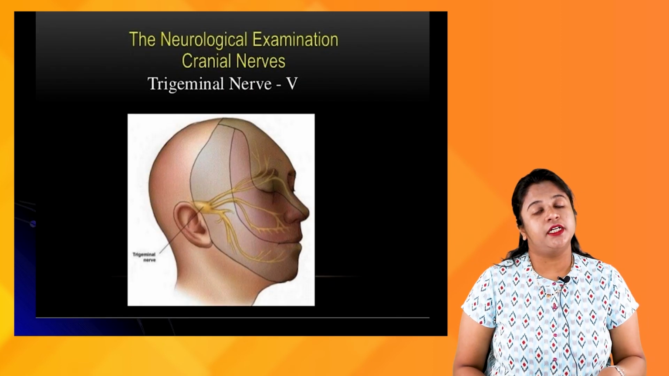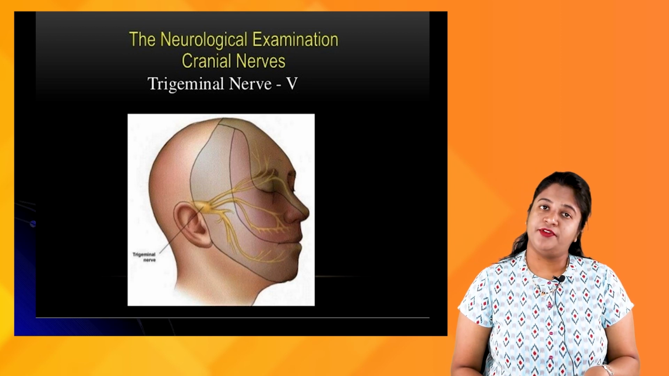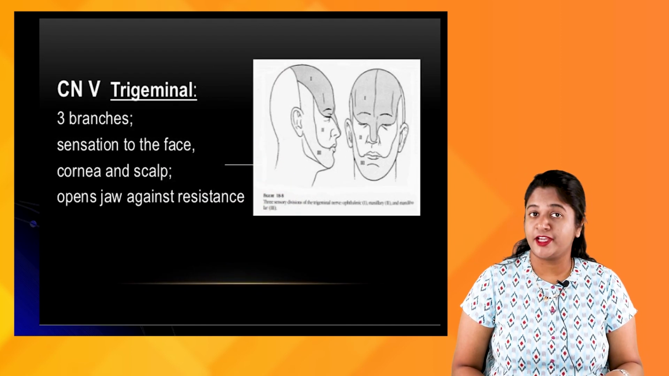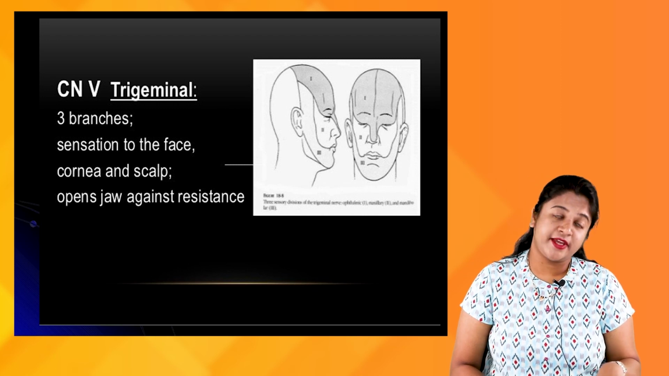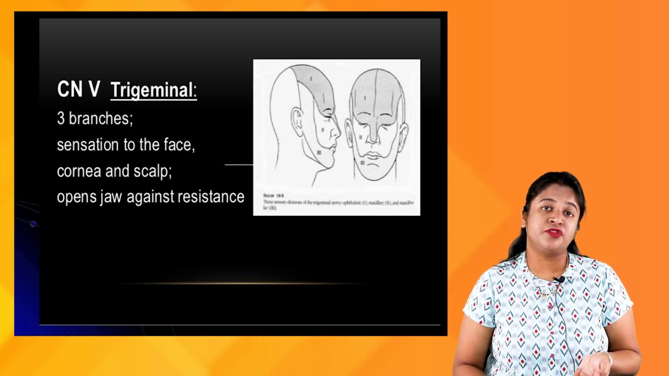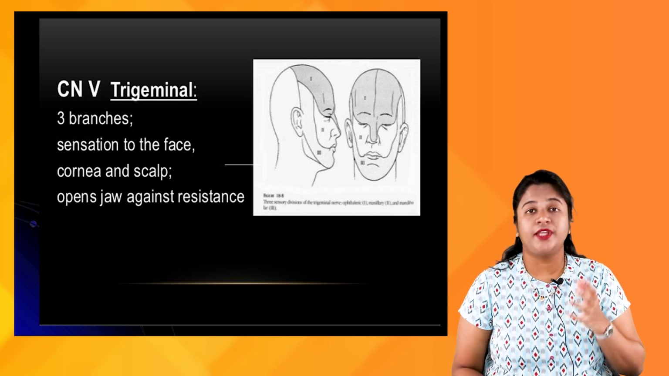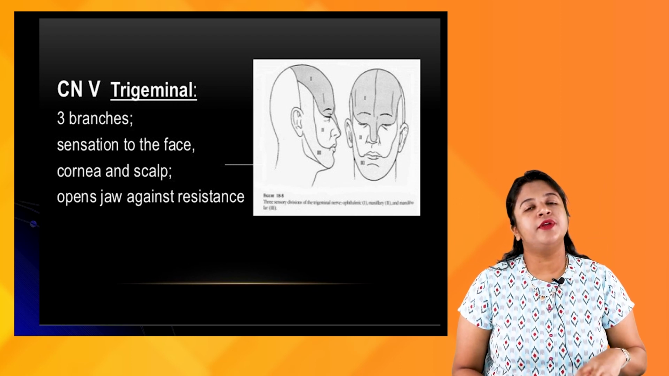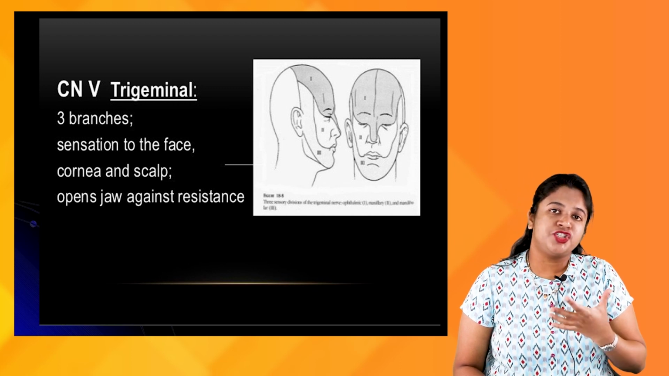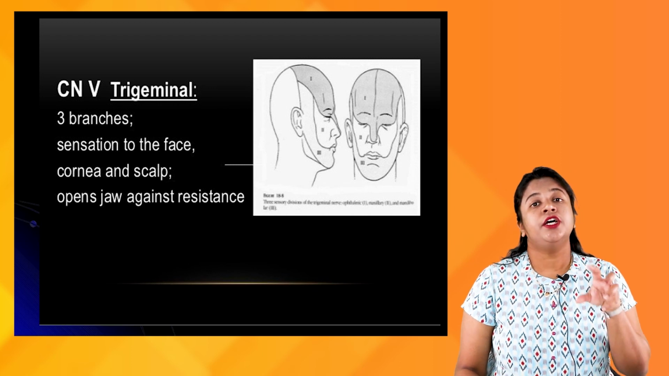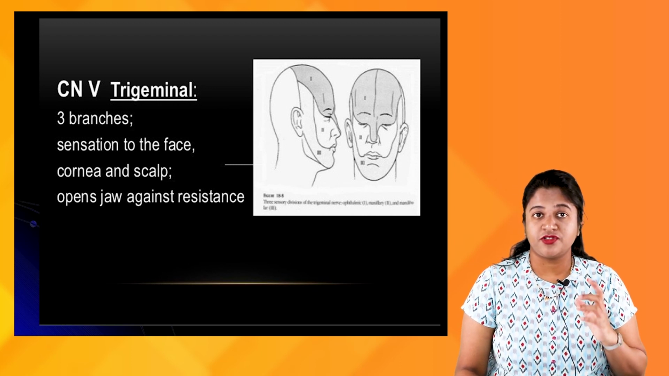The next cranial nerve is the fifth cranial nerve, which is the trigeminal nerve. Why the name is given as trigeminal? Because it has got the three branches wherein you have to do the assessment in terms of sensation to the face, sensation to the cornea, and sensation to the scalp. And also you will be doing the assessment of the jaw movement. So this is the function of the fifth cranial nerve, which is the trigeminal nerve.